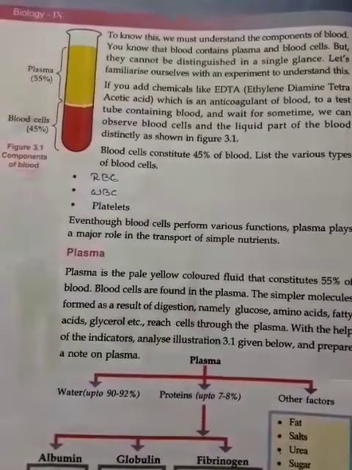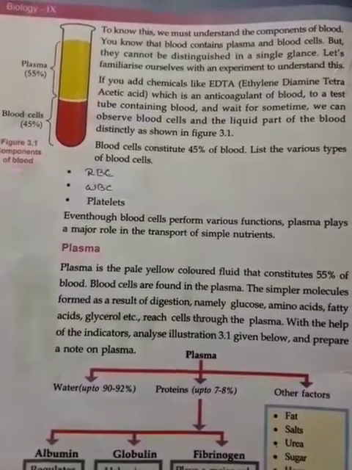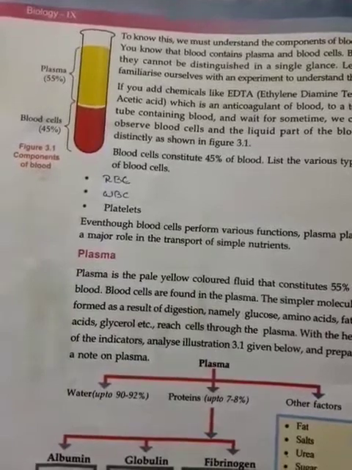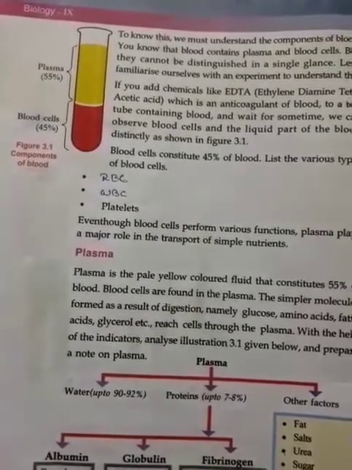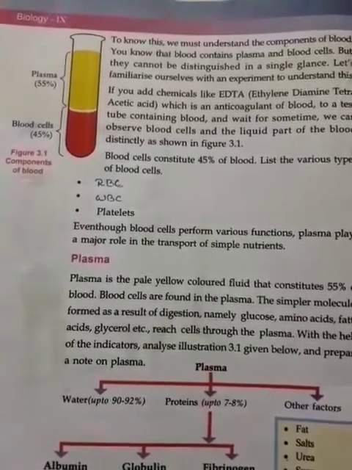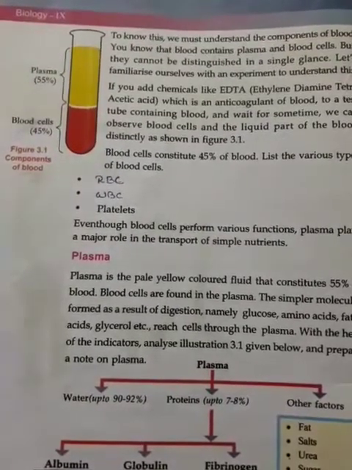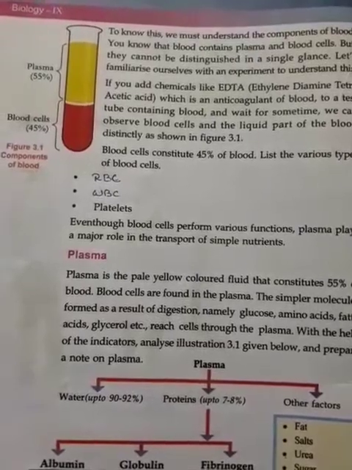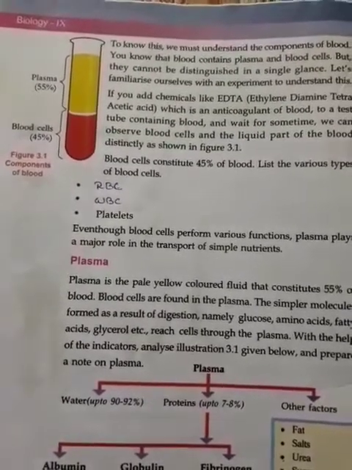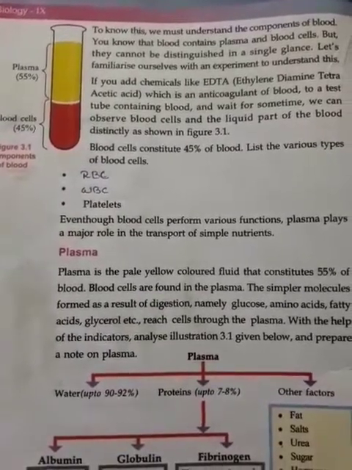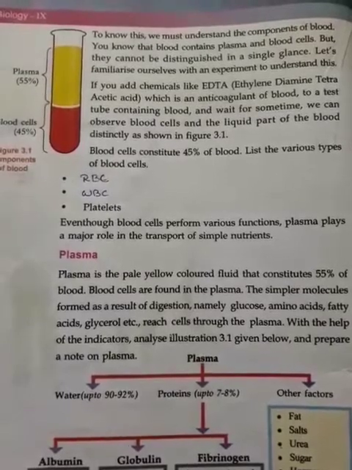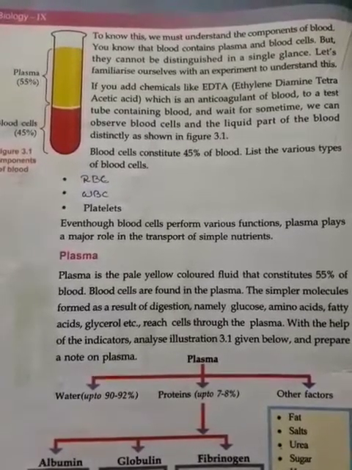Blood is a fluid connective tissue. The components of blood are suitable for performing various functions. Blood contains two parts: the fluid part named plasma, and the blood cells.